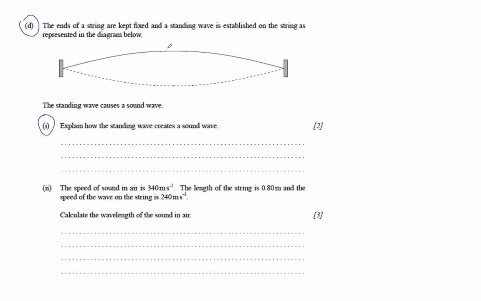The ends of the string are kept fixed. A standing wave is established on the string. Explain how it creates a sound wave. Well, this thing is going to vibrate back and forth. It's going to strike the air, right? And that's going to create pressure.